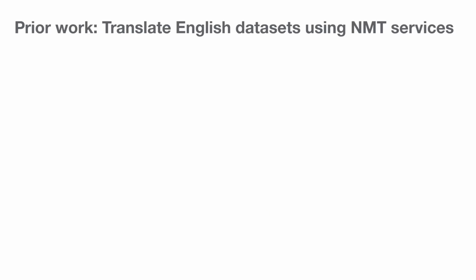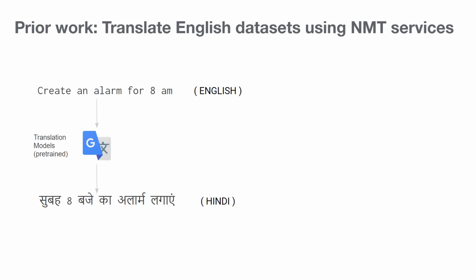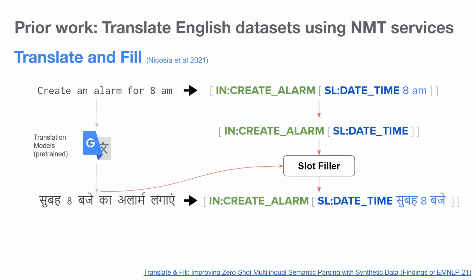So, as a first step, utterances from the English dataset are translated into a target language, for example, Hindi, using a machine translation service. In the second step, the slot values in the English logical form are replaced with tokens in the target language copied from the translated utterance. In this particular example, we see that 8 a.m. gets replaced by Subah 8 baje, which is the translation of 8 a.m. in Hindi.